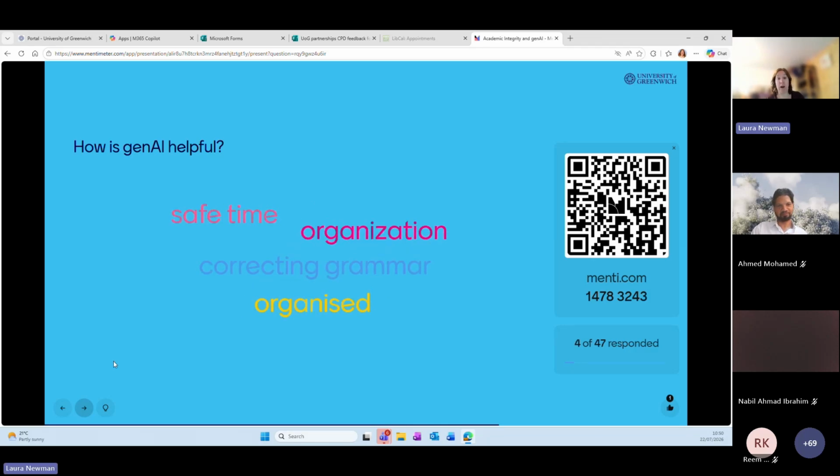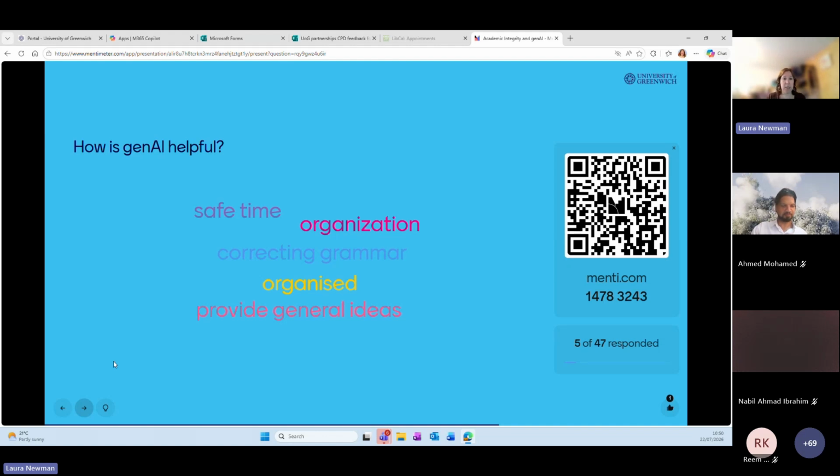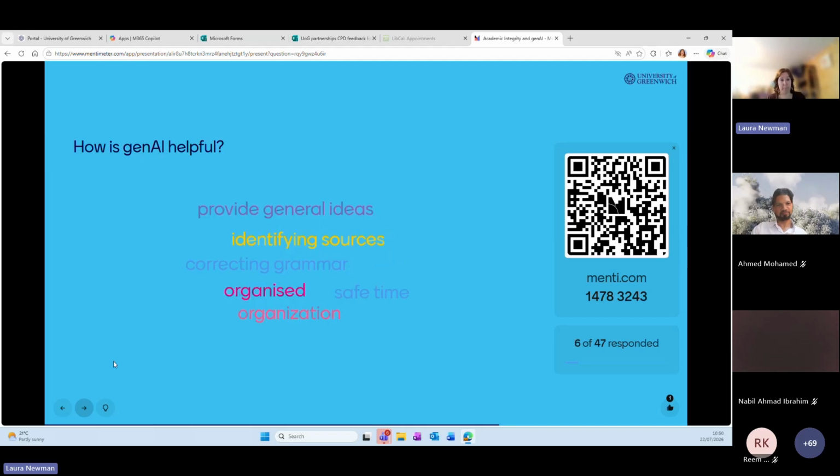It corrects your grammar. Yep. Yeah, so I think a lot of our international students will use it to improve their language skills. And that's obviously a really great way of using it for them, because of course, doing an entire degree in a language that is not your first language is incredibly impressive, but also incredibly difficult. So yeah, it can provide you with ideas. It can help you identify sources.